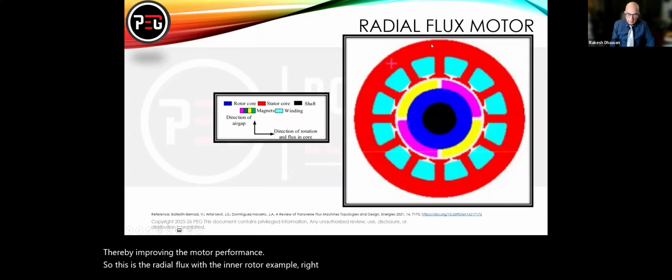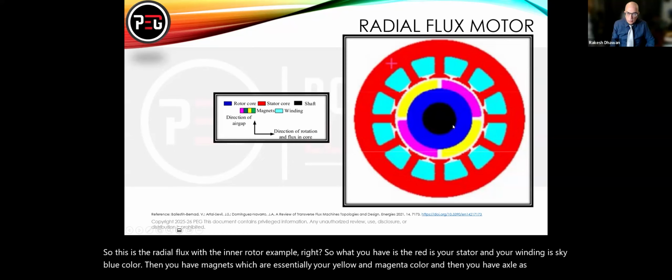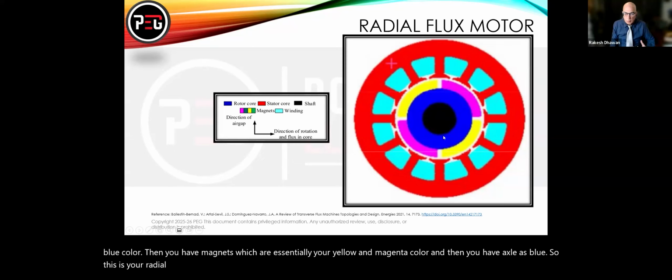So this is the radial flux with the inner rotor example, right? The red is your stator and your winding is sky blue color. Then you have magnets, which are essentially your yellow and magenta color. And then you have an axle as blue. So this is your radial flux motor, which is most common today in the world.